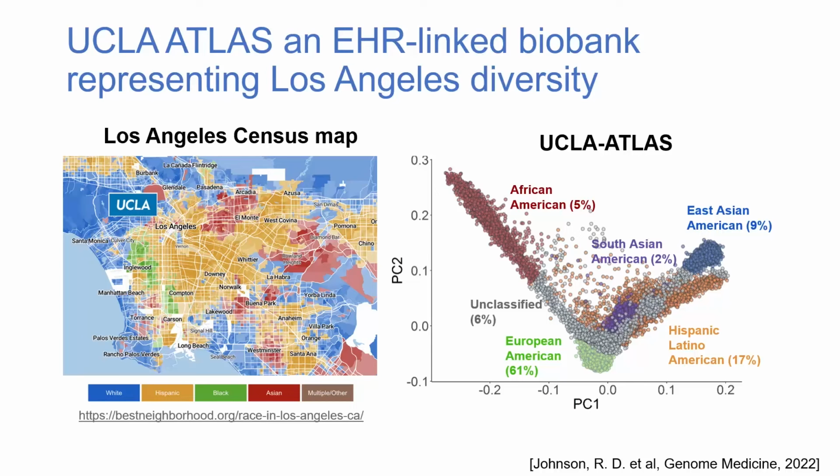UCLA, or LA, is one of those cities where there's no majority. The largest population is of European ancestry, at 40-something percent, and Hispanic is another 40%, and then there's a lot of other diversity.